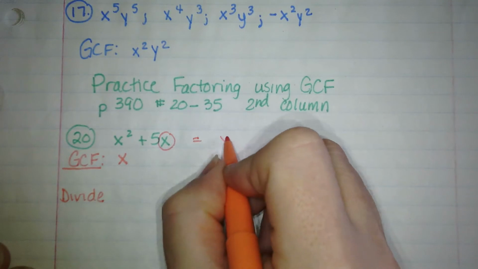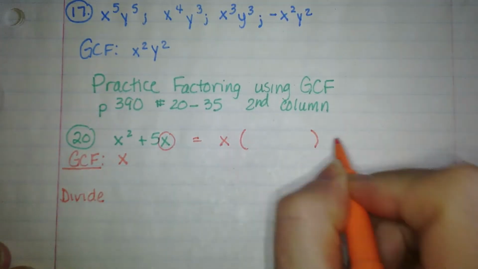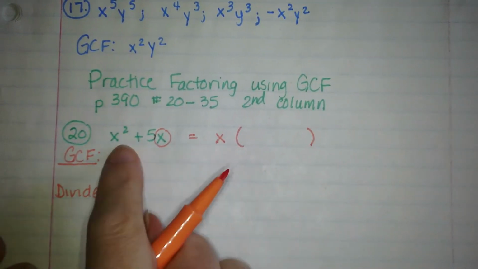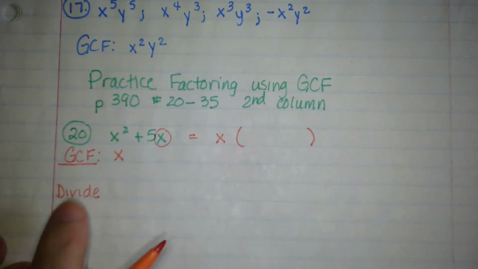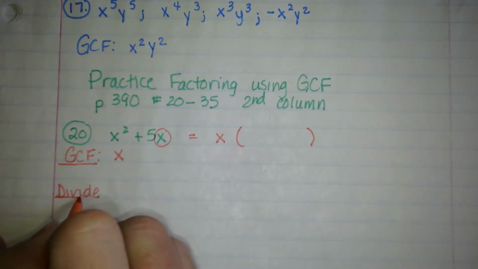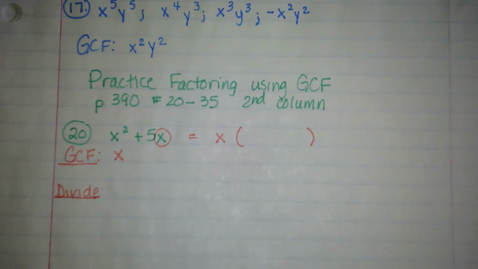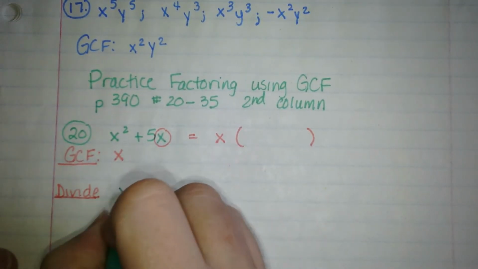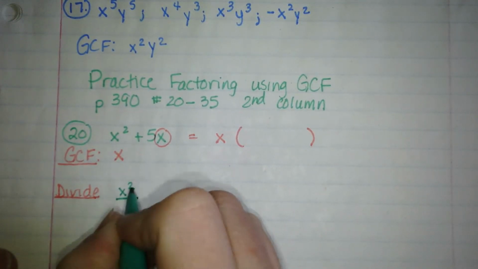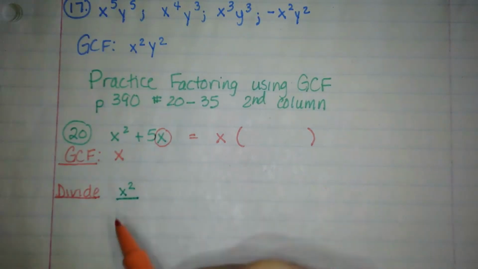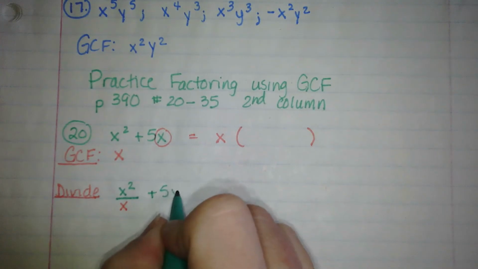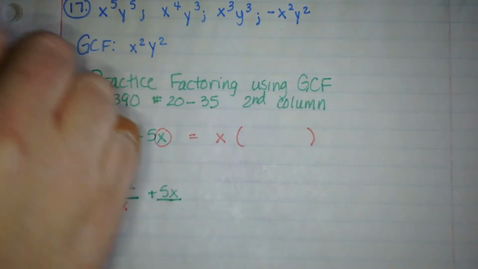By the way, when we do this, the GCF goes on the outside of the parentheses like that. Okay, so this goes out front. Then we divide. When we divide, we take our x squared, which is our first term, and divide it by that GCF. Then we take our 5x and divide it by that GCF.